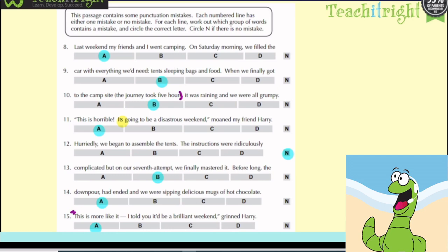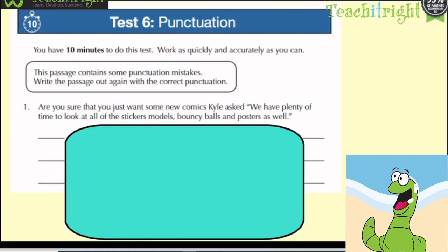Well done, everybody. Moving on to test 6 now, and we're still looking at punctuation. Starting off with writing out a passage again with the correct punctuation. Are you sure that you just want some new comics? Kyle asked. We have plenty of time to look at all of the stickers, models, bouncy balls, and posters as well.